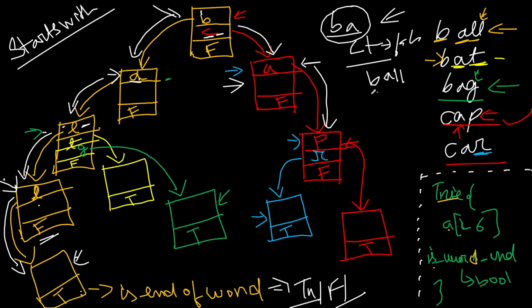Now let's take the example of ball here. It's a complete word, right? It's not a prefix, but let's see what happens. b, then we'll come to a. Same rules. Then l, then again l. As soon as we stand at this particular node, and this iteration is complete, we'll just return true because we have got the complete prefix, right?